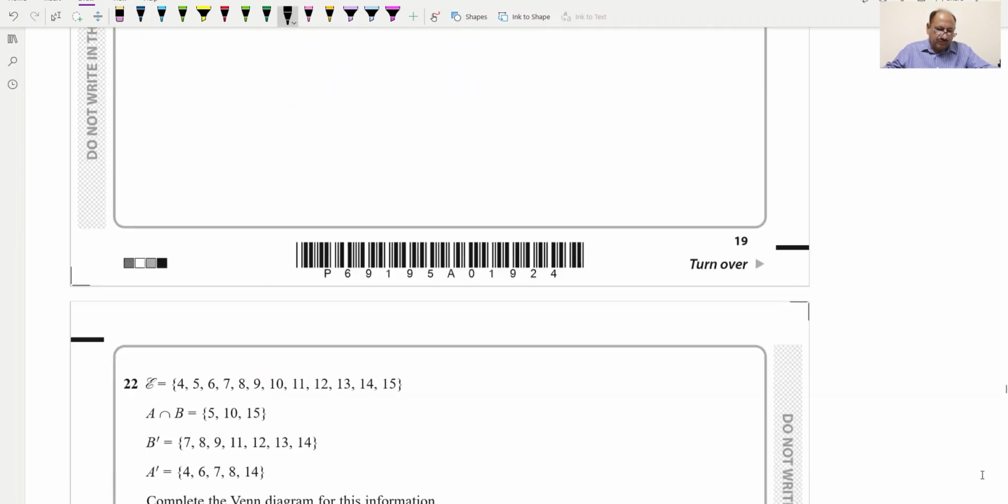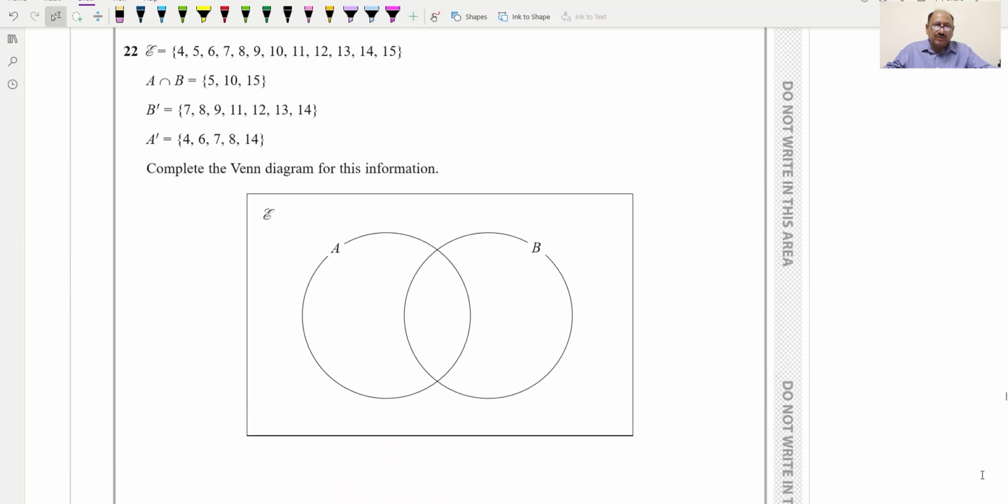This is done. Now we can move to question number 22, and question 22 is saying this is the universal set, and A intersection B is this one. A intersection B is, you know, this portion. So we'll be writing in the middle. First of all, 5, 10, and 15. This will be in the middle. And then they are saying B complement is this one. B complement is whatever is not in B. So not in B is 7, 8, 9.